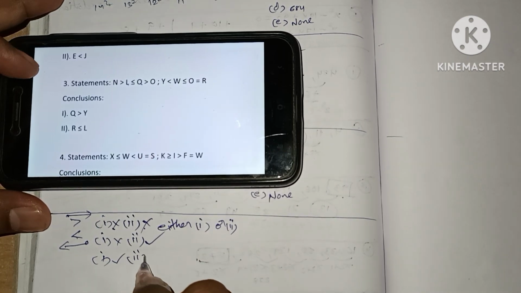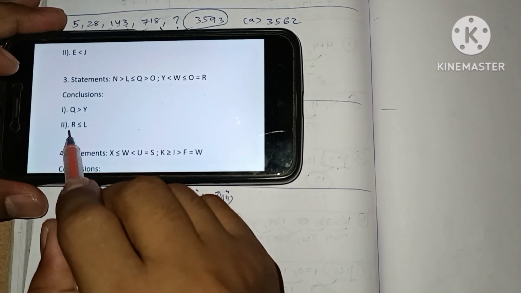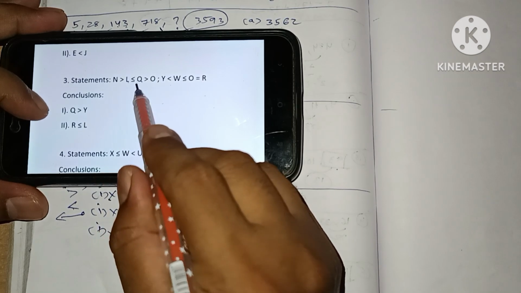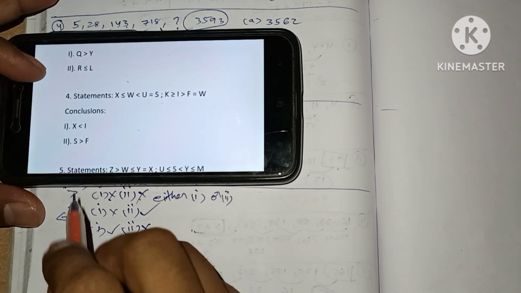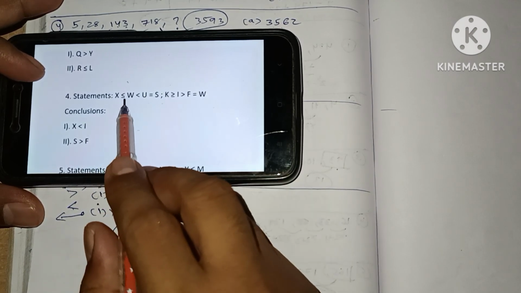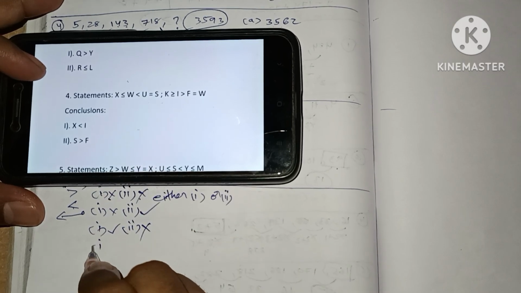Second one, the flow from L to R with everywhere equals to. From L there is no flow. So second conclusion will be false. Fourth question, the flow from I to X. From I we can reach to F and W. W to X is possible. So first conclusion will be true.